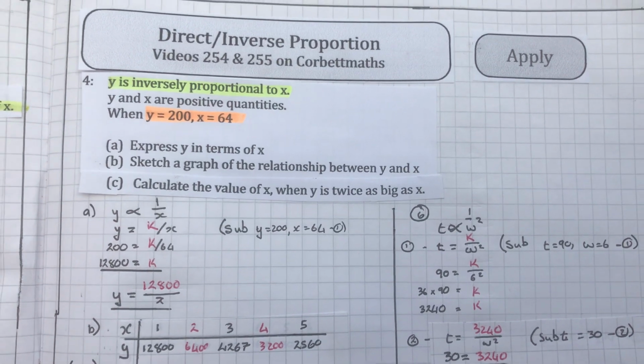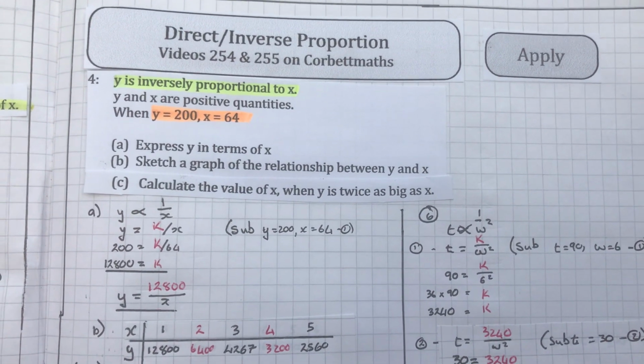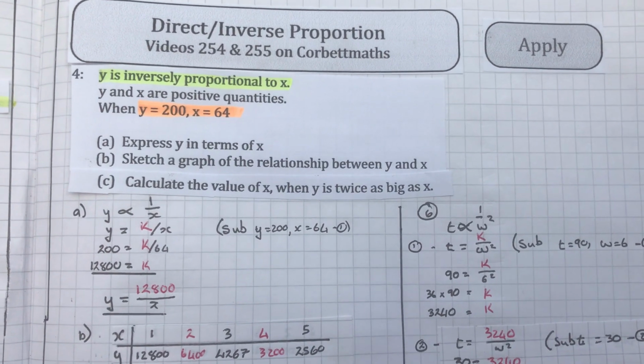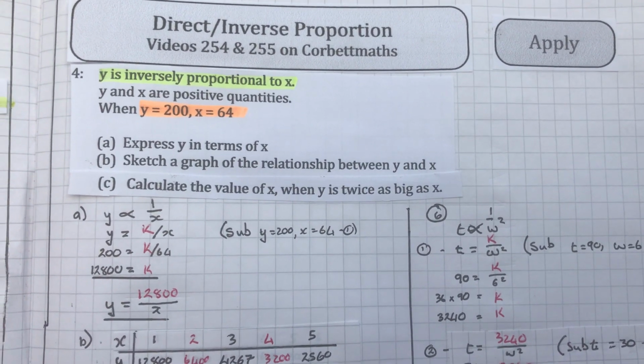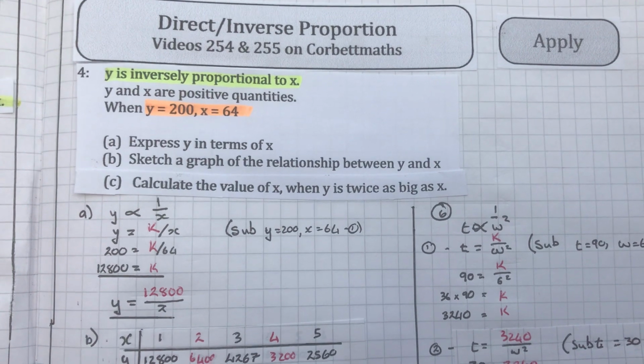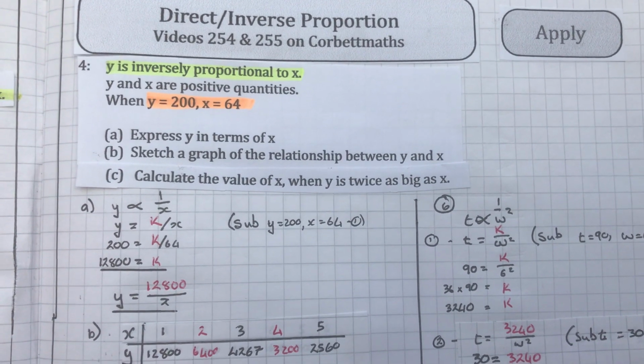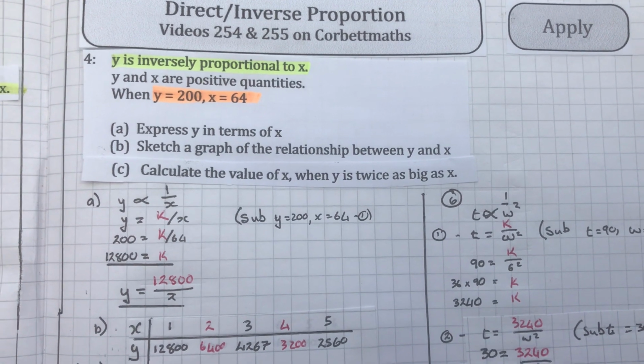Okay, today we'll look at a mix of direct and inverse proportion problems. If I look at question number 4, y is inversely proportional to x, where y and x are positive quantities. When y is 200, x is 64. Express y in terms of x.